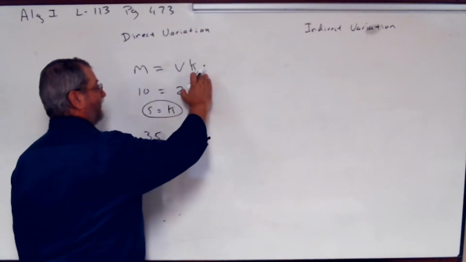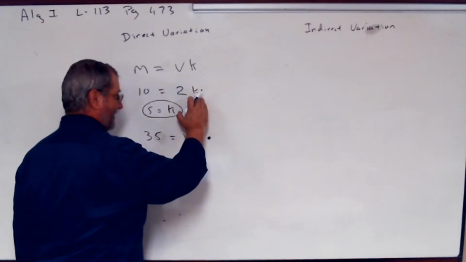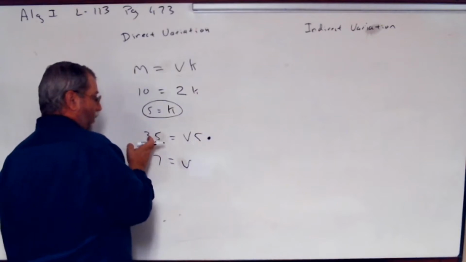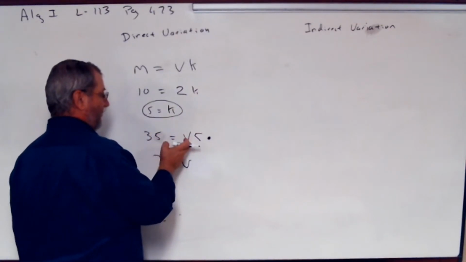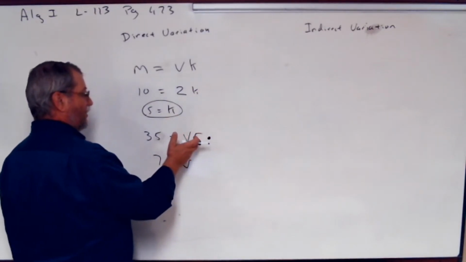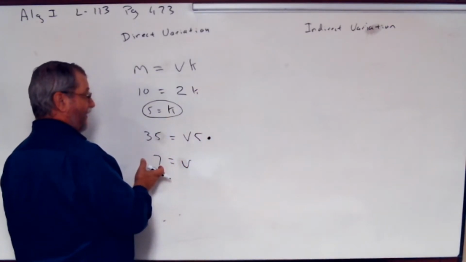So on direct variation, you find the constant. You put the numbers in, find the constant. Then they will give you either one of the 2 variables. You put it in wherever it belongs, and you have the constant, so you'll either divide or multiply to find the other variable. All right?